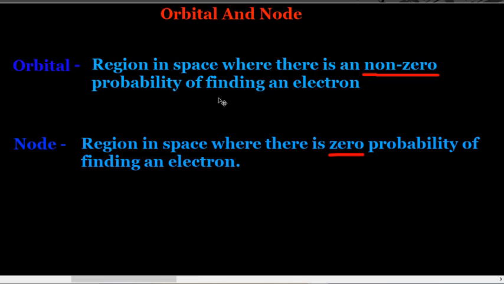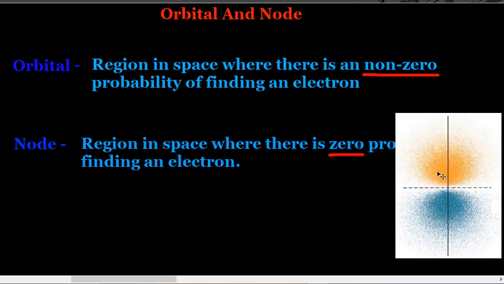However, this is the theoretical definition of an orbital. In order to visualize an orbital, let us consider the boundary surface plot. So this is a boundary surface plot. Here in this region it has a greater probability, while in this region it has a lower probability. The region with greater probability of finding an electron is considered an orbital. So in this case this is an orbital and this part is an orbital. This part where the probability of finding an electron is lower is not considered an orbital, whereas this part is considered the node.